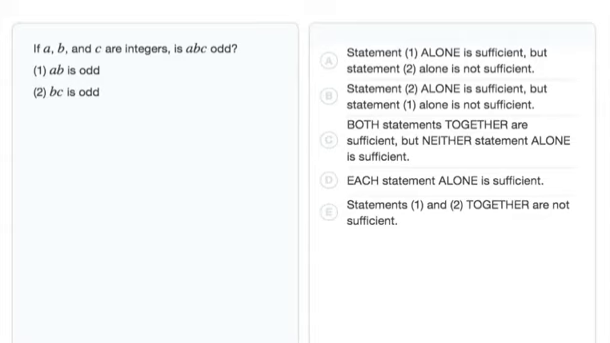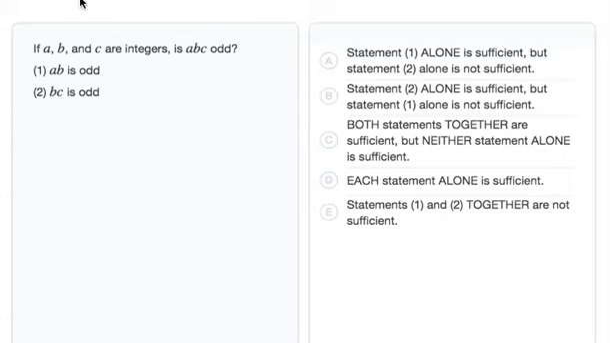To solve this data sufficiency question, we'll go ahead and consider each statement separately first and then together if needed. Before diving into the statements, let's take a look at what the question is asking. If A, B, and C are integers, is A times B times C odd? We're asked whether a product is odd.